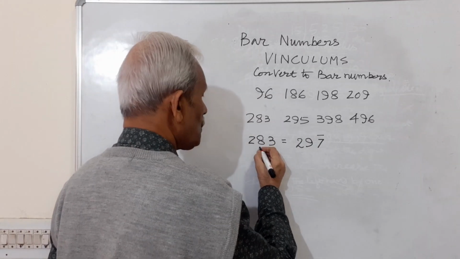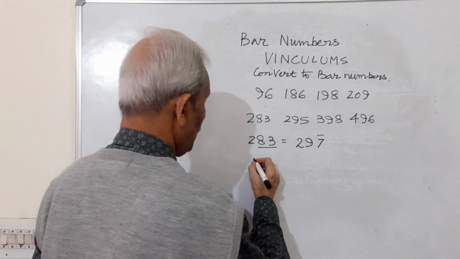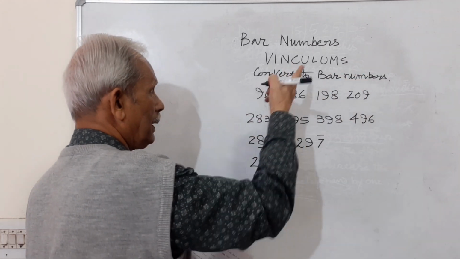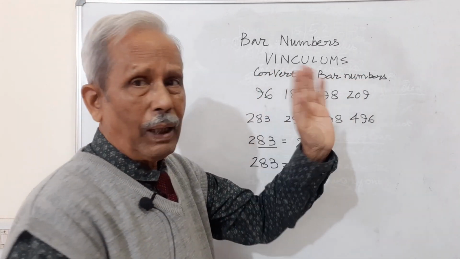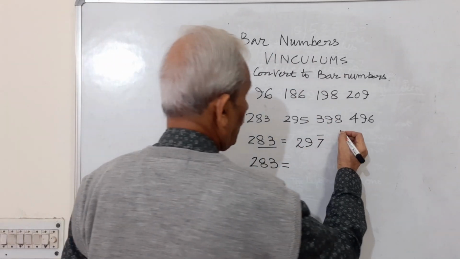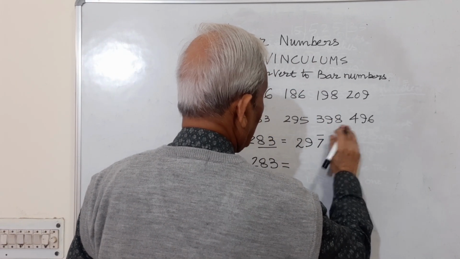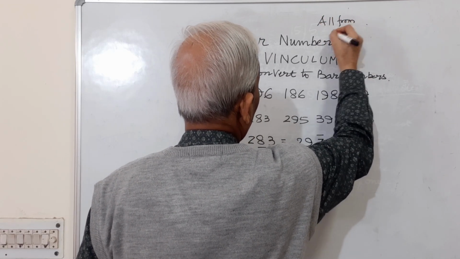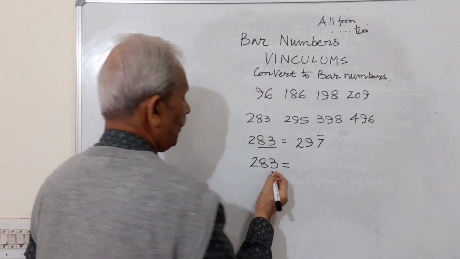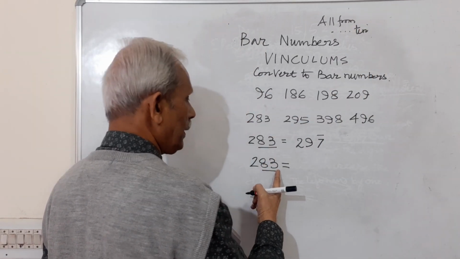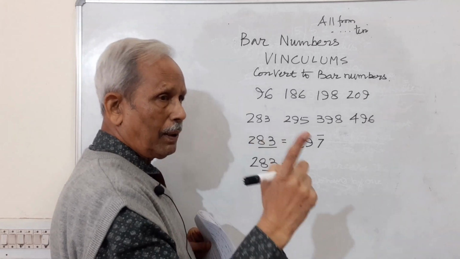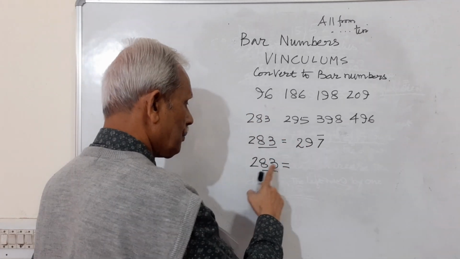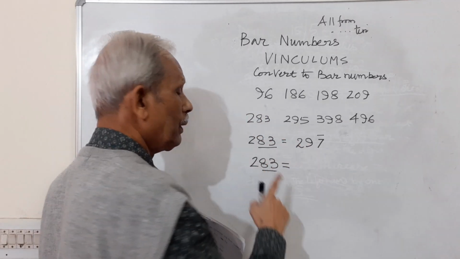But if you want to change both the numbers into vinculum, then what you will be doing? 283, there you have to follow that what I wrote you earlier, all from 9, last from 10. Remember that, all from 9, here, all from 9, last from 10. Now here, since there are two digits, the first will be reduced from 10 and the second will be reduced from 9. In case of one digit only, we reduced it from 10. But in this case, first digit will be reduced from 10, second digit will be reduced from 9.